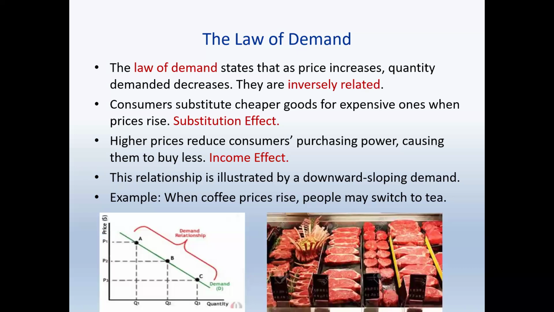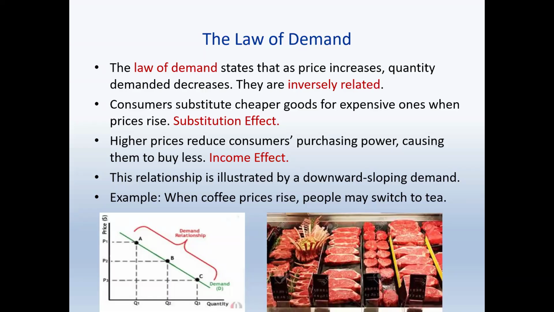But it's important to explore the two different reasons why this happens. The first one is called the substitution effect. When certain products become more expensive, some consumers are going to switch to similar substitutes. So at the bottom right, we have a picture with different types of meats. And you can imagine that if beef became more expensive, some people might switch to pork. Or if chicken became more expensive, some consumers may buy turkey instead. This again is called the substitution effect.